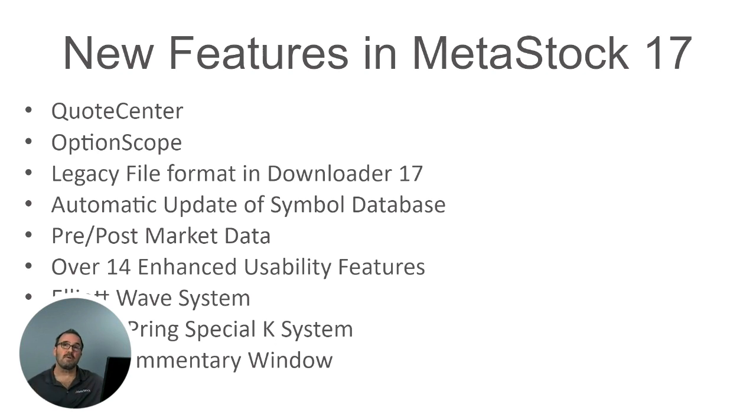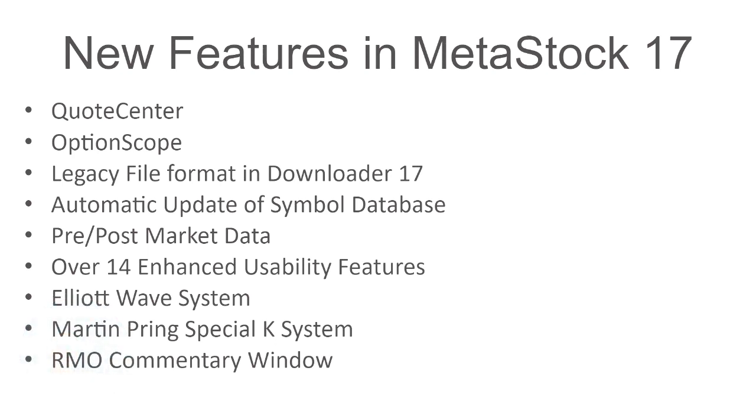Okay, so now on to the primary reason most of you attended today. We want to talk about MetaStock 17. All right. Now, as I mentioned, here's the whole list of all the features. They include QuoteCenter, OptionScope, legacy file format in Downloader 17, automatic update of symbol database. Some of these will make more sense, of course, after we talk about them. Pre- and post-market data, 14 enhanced usability features. These are the little things that our current users are really going to enjoy. New systems like the Elliott Waves System and the Martin Pring Special K system, and finally the RMO Commentary Window.